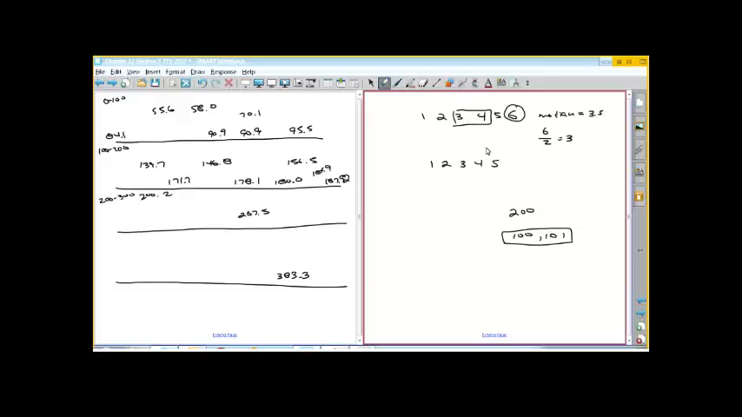Because that's not exactly the middle. Now, if you do this case, if you have 5 numbers, if you take 5 divided by 2, you get 2.5.